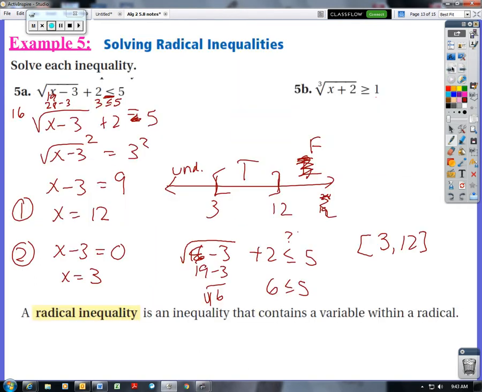Oh, let me go back one and tell you the answer to 5b without working through it. So 5b is x is greater than or equal to negative 1. Or in interval notation, that'd be negative 1 to infinity.